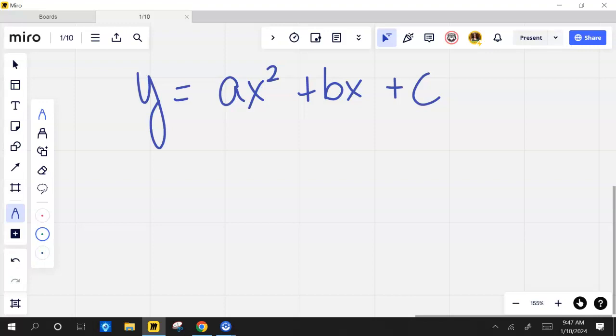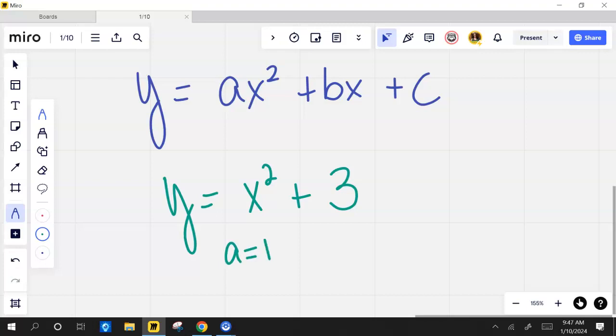What if one of these is missing? In other words, what if I have x squared plus 3? Is that still a quadratic? Yeah, it's still got the power of 2 on the x. What would a be here? 1. Very good. It's 1. It doesn't look like it's there, but remember, everything has this imaginary 1 that sits in front of it, right, if you don't see anything.